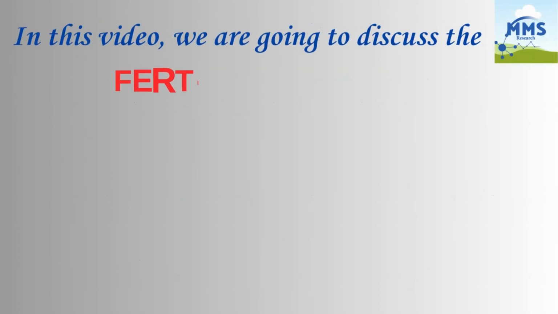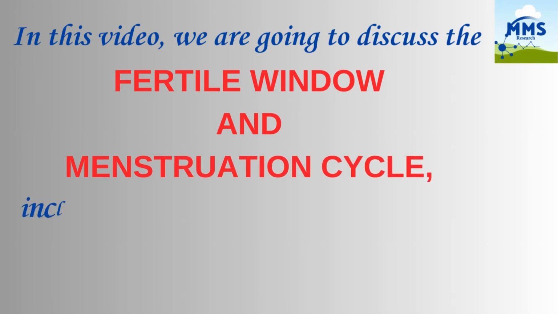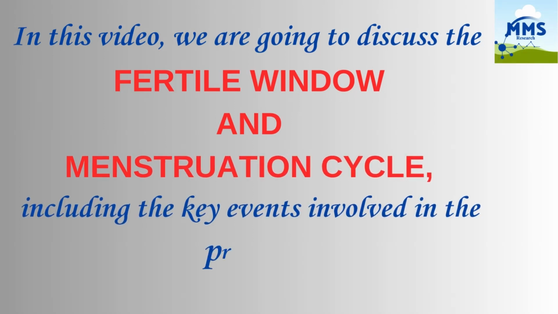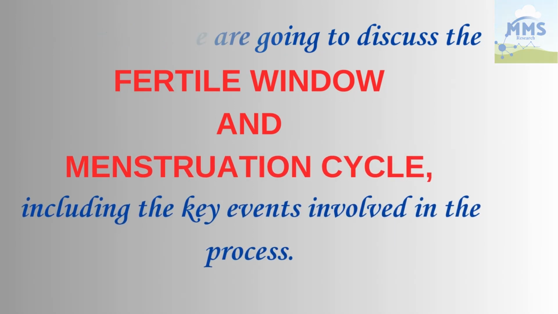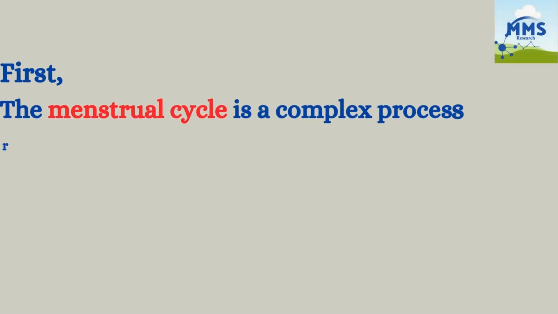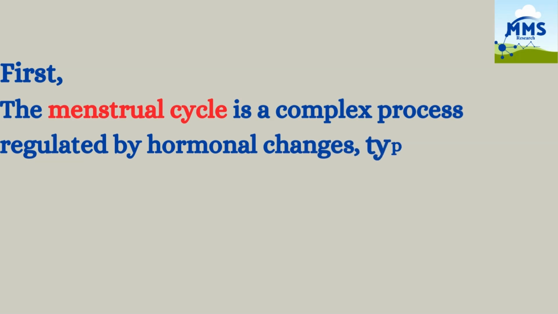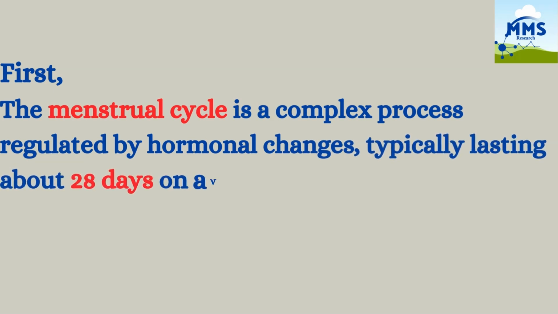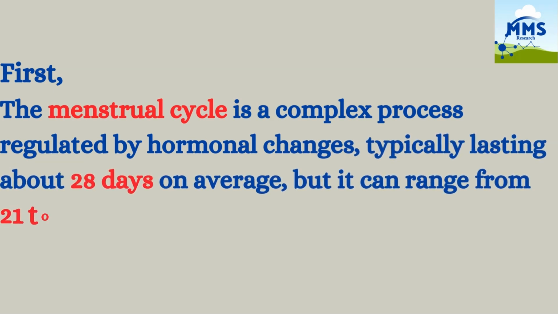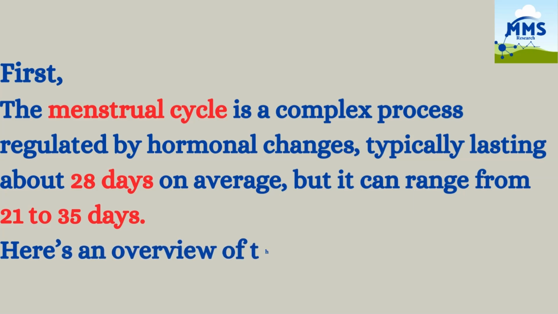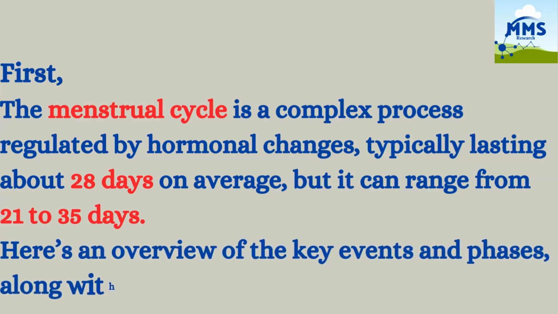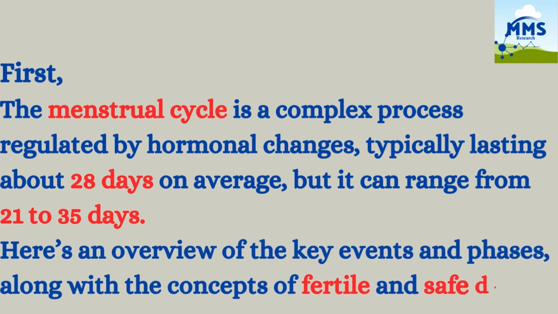In this video, we are going to discuss the fertile window and menstruation cycle, including the key events involved in the process. First, the menstrual cycle is a complex process regulated by hormonal changes, typically lasting about 28 days on average, but it can range from 21 to 35 days. Here's an overview of the key events and phases, along with the concepts of fertile and safe days.